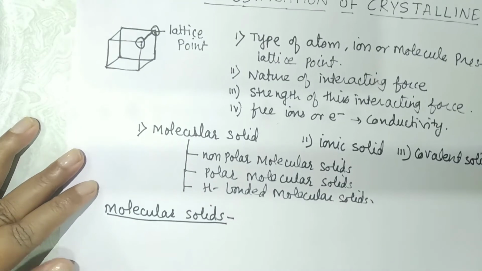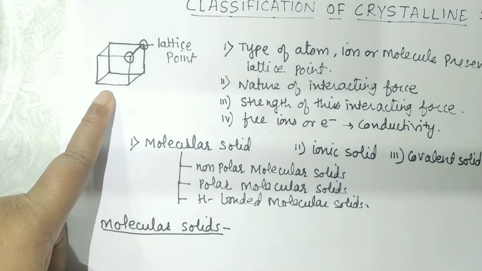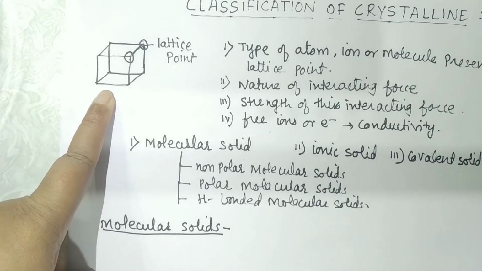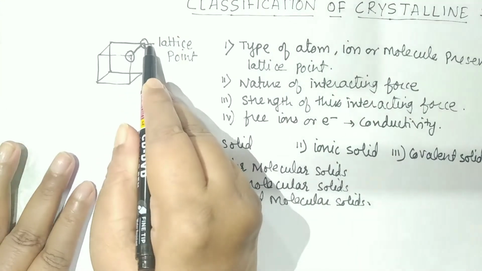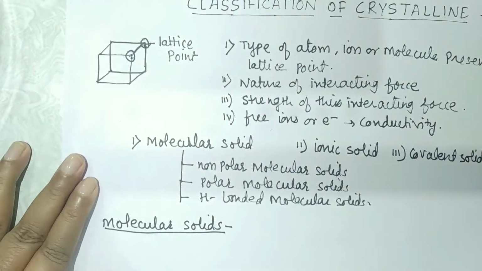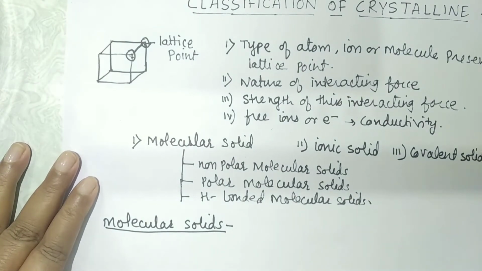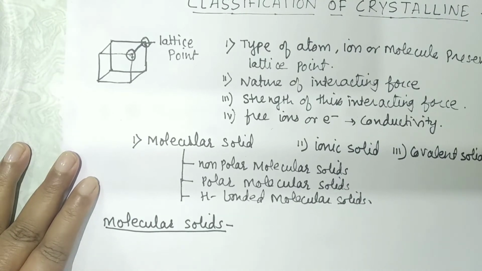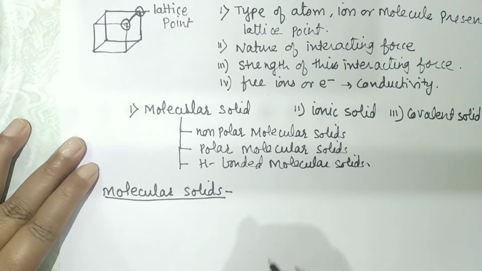Very important thing about molecular solids is, if you see this structure, that is the unit cell, in molecular solids the constituent particles which are occupying the lattice points are molecules. Now when I say they are molecules, there must be intermolecular interactions like van der Waals, maybe hydrogen bond or dipole-dipole interactions. So based on that, let us go into the first type, that is molecular solid.